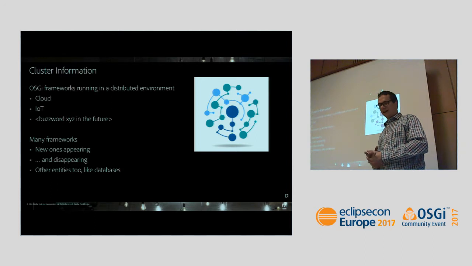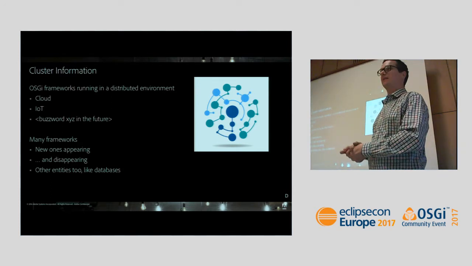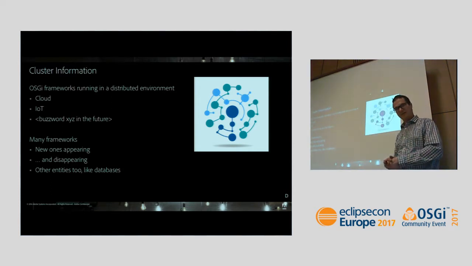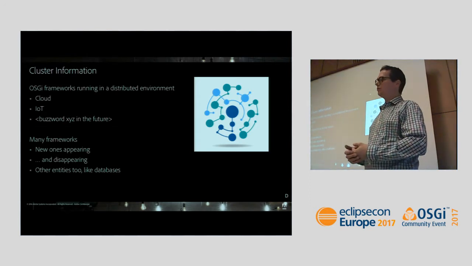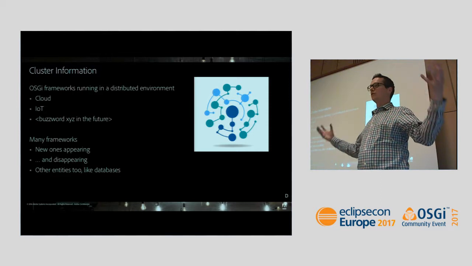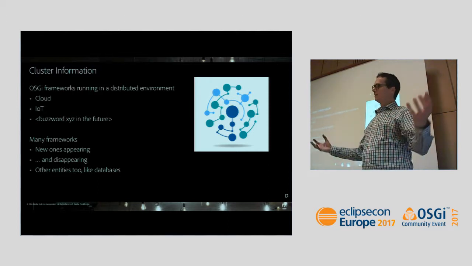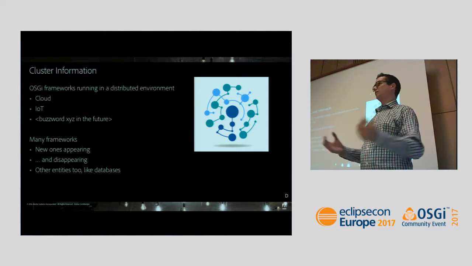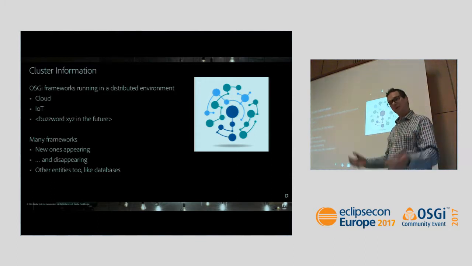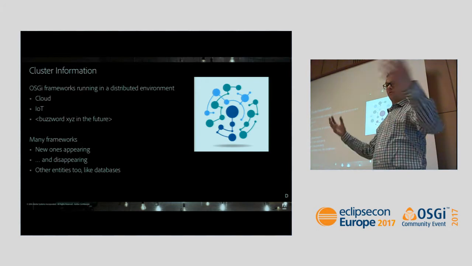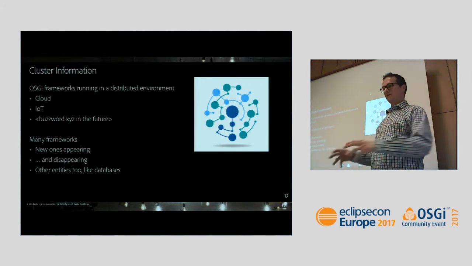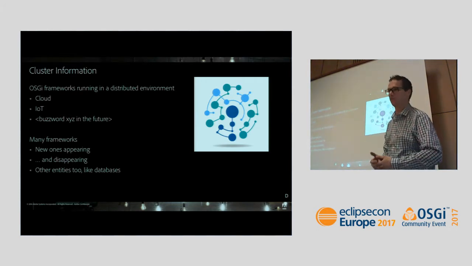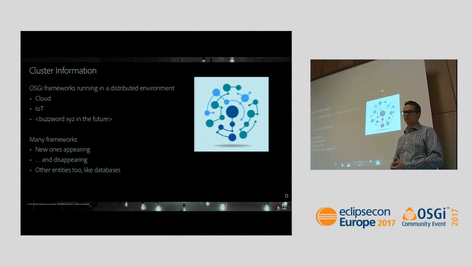What we have added in R7 is a new spec that used to be called Cloud Ecosystems. Now it's called, more generally, Cluster Information, and it gives you information about OSGi frameworks and other entities that are running together in a distributed environment. That could be cloud, it could be a bunch of Docker containers, it could also be IoT, because the problem space is more or less the same. It's just different types of frameworks, different types of hardware that run in some sort of cluster.